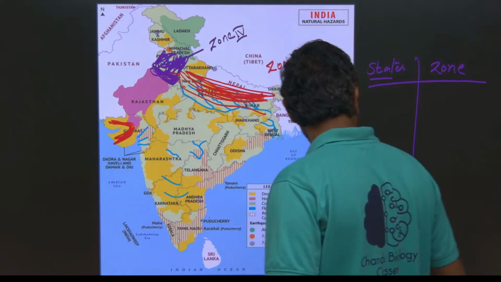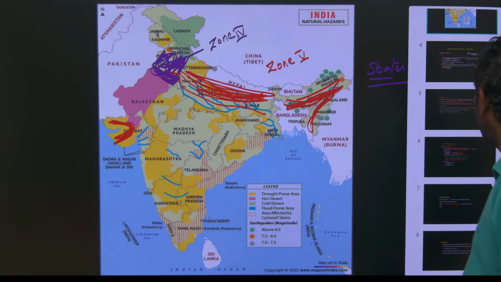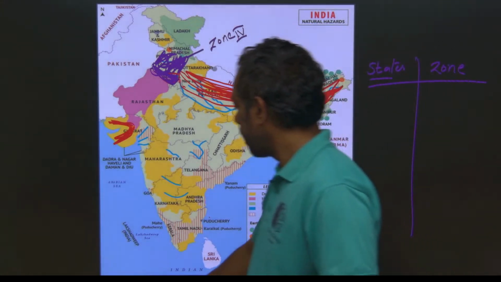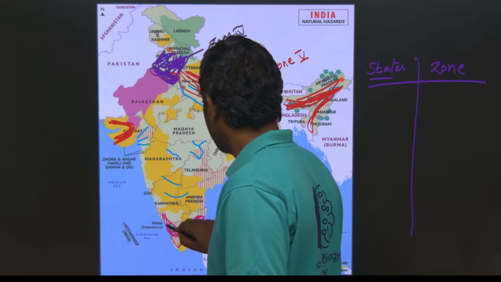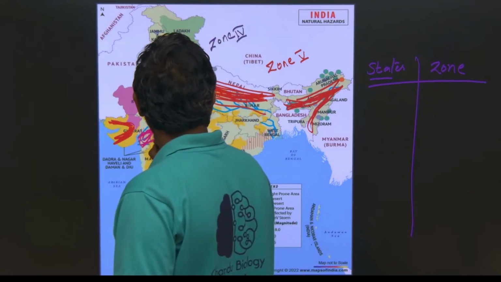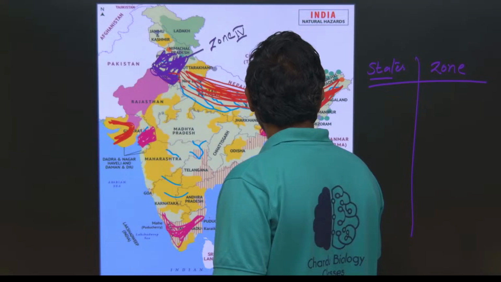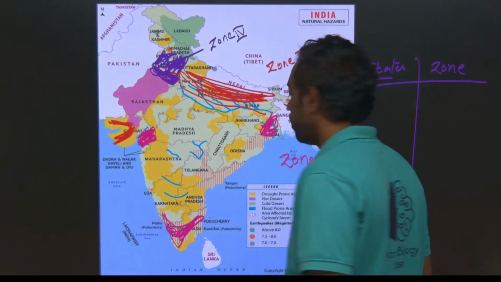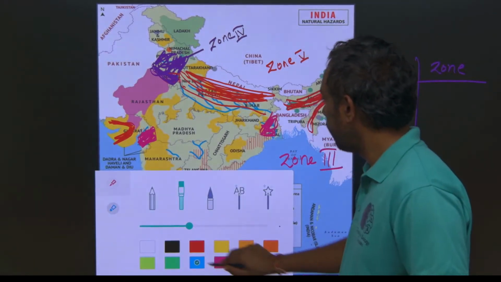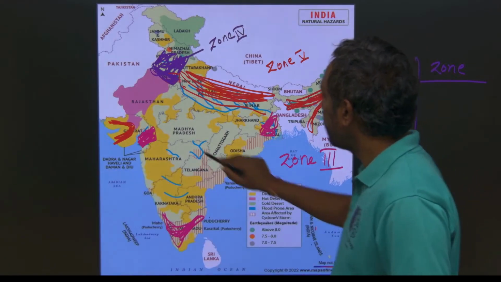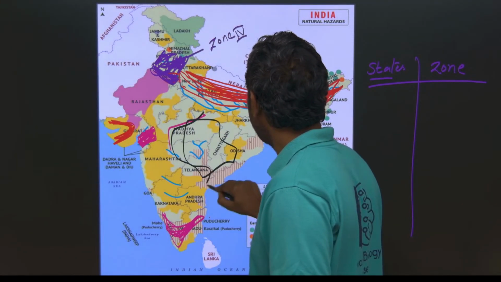Zone 3 is what? Kerala, Goa and West Bengal plain is Zone 3. Kerala, Goa, West Bengal is Zone 3. Zone 2 is where? This is all over the Deccan Plateau. All over the plateaus are Zone 2.